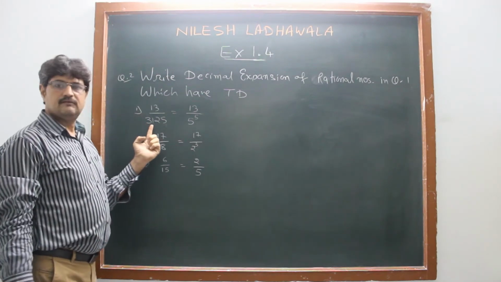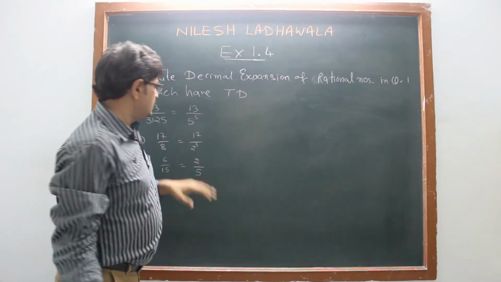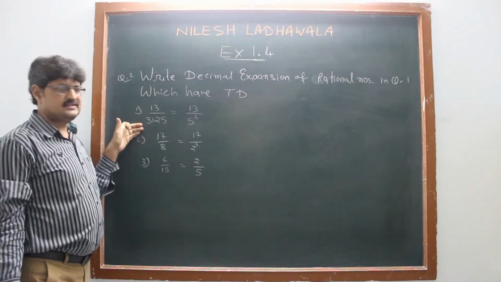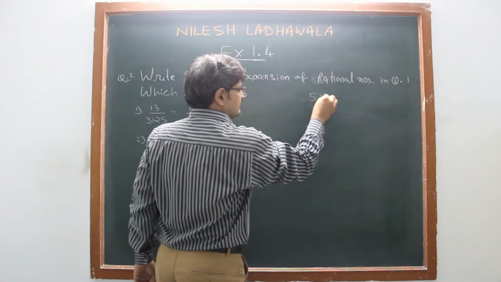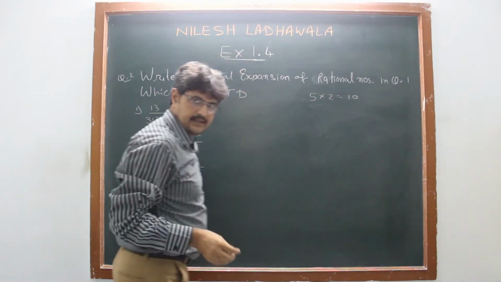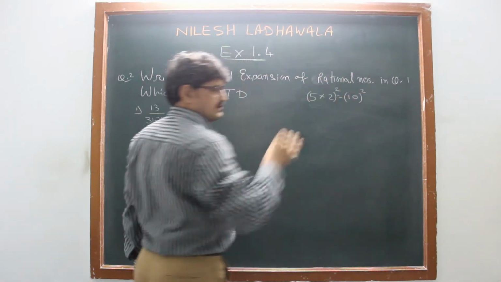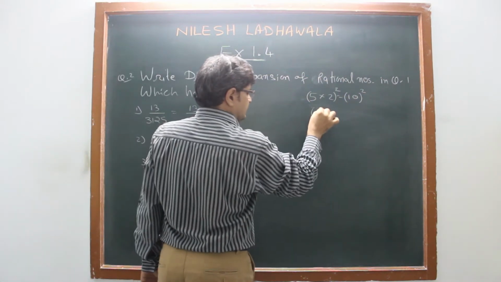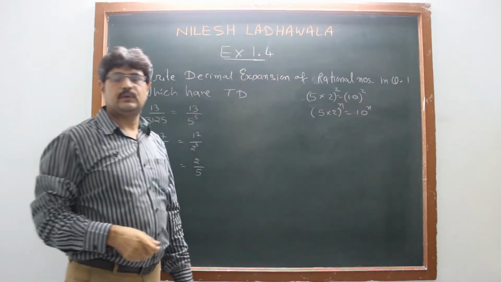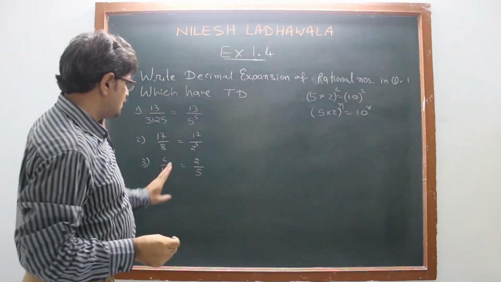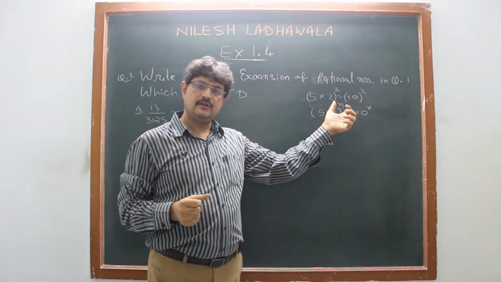Now 13 upon 3125. So 3125 can be written as 5 raised to 5. Now instead of dividing it, which is a tedious job, I will use the concept that 5 into 2 is equal to 10. Similarly, if I have (5 into 2) raised to 2, I have 10 raised to 2. And similarly, if I have (5 into 2) raised to n, then the number will be 10 raised to n. So whatever the power of 5 is, it will be equal to the power of 2.